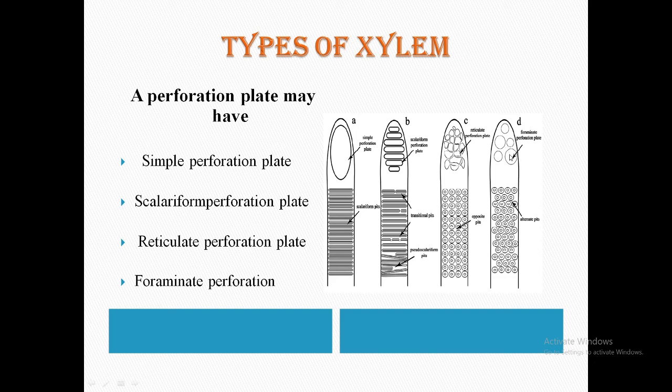The vessels are generally a few centimeters long. But in climbing plants and some trees, they are several meters long. So what are the functions of these? They conduct water and give mechanical support to the plant body.